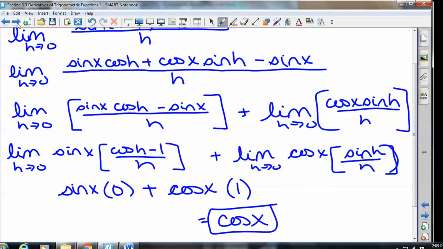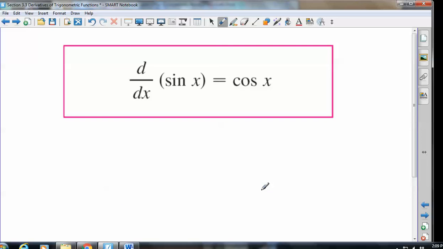You never have to recreate that. Now you can accept it. I proved it to you. You believe me. So from now on, you don't have to do the definition. The derivative of sine is cosine.